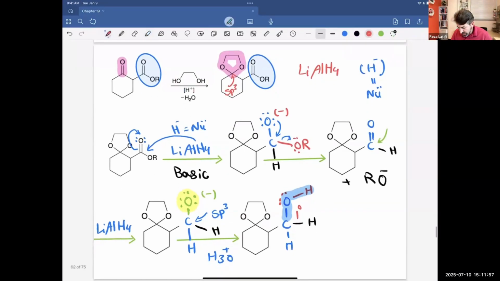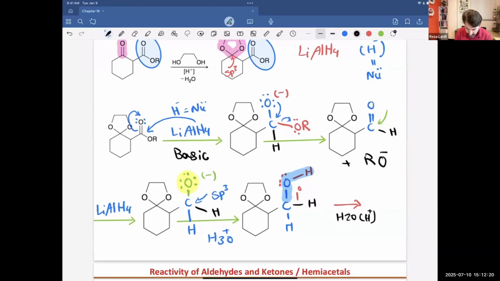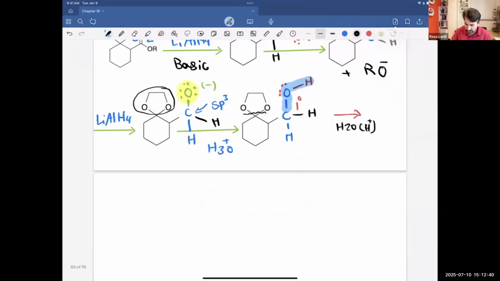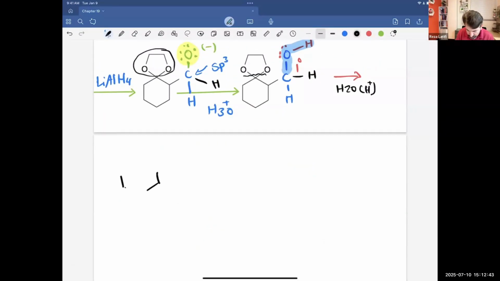Now, in this process, you already neutralized the negative charge by turning it to OH. If you have excess acid, and also you have water inside the solution, you can release this group and turn it back to a carbonyl. So the last step is simply adding excess water in the presence of H+, and that's going to release the protecting group. And this one will go out of the system, and it will give us such a molecule.